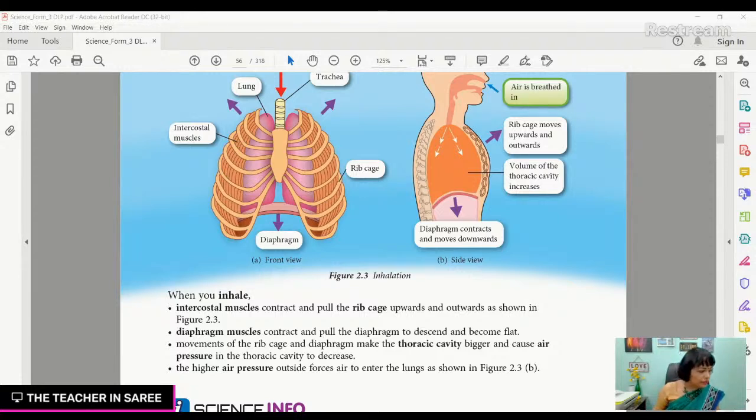So when this happens, the volume will increase. When volume increases, the pressure decreases. Okay, breathing mechanism, we are playing with volume and pressure. That's it. There's no magic about this. When the volume increases, the pressure decreases. So when the pressure inside decreases, outside the air has a higher pressure, the air will just come in. Because inside the volume is bigger, the pressure is lower.